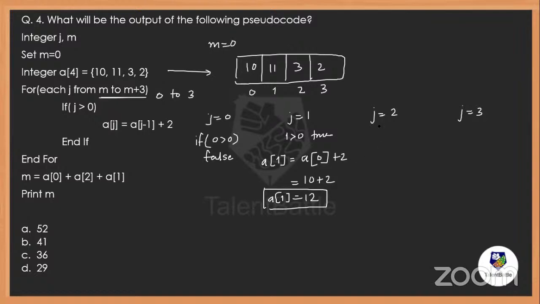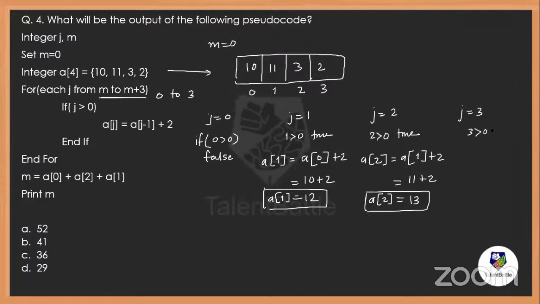Go to the next iteration when j is equal to 2. Again check the if condition. 2 is greater than 0. This is also true. Calculate a of 2 is equal to a of 2 minus 1, means 1, plus 2. What is a of 1? 11 plus 2, that comes to be 13. Means a of 2 is equal to 13 now. Then next iteration, 3 is greater than 0. This is also true. So a of 3 is equal to a of 2 plus 2. A of 2 is 3 plus 2, that is 5. Means a of 3 is equal to 5. Clear? Now my for loop completes.